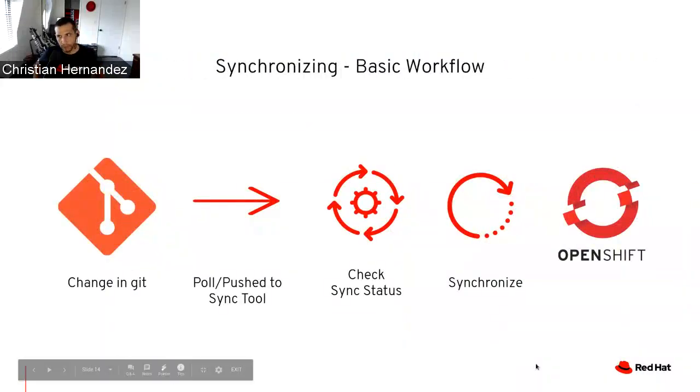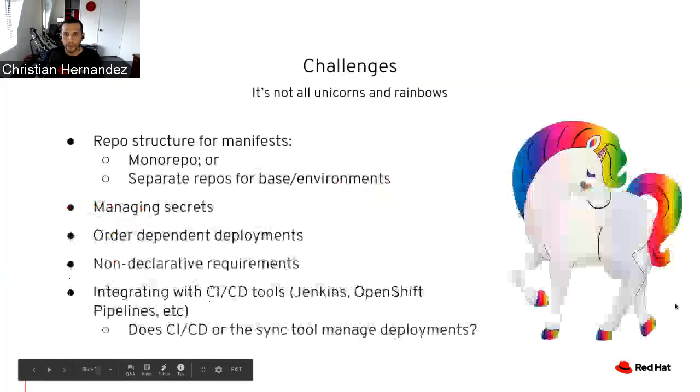So here's the basic workflow, right? We kind of talked about the workflow, but really, I want to make something happen, make a change in Git, merge that. It's pulled, right? Push to the sync tool. It depends on what tool you're using. Some use a pull method, some use a push method. It'll check the sync status, meaning it'll say, okay, what's the desired state and what's the current state, and it'll do any synchronizing if you want. And that ends up in your cluster somehow. So that's the basic synchronization workflow.